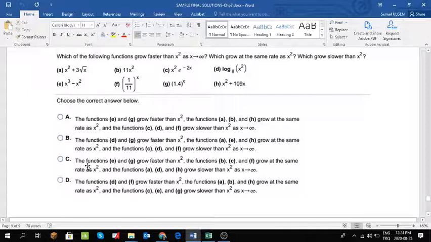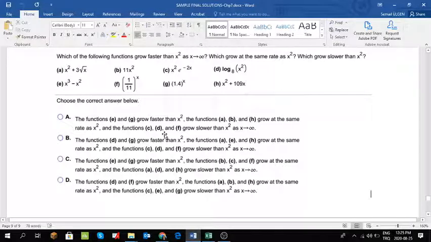So either a or c is the answer. Okay, then the functions a, b, and h grow at the same rate as x squared. Let's look at that. A, b, and h, that's right, these grow at the same rate because the highest degree is x squared.